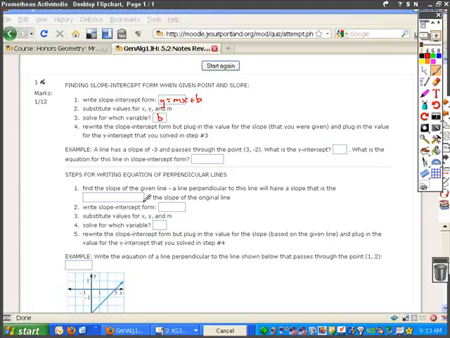Okay, what about for perpendicular lines? So if lines are perpendicular, what again is the relationship between their slopes? Okay, so it's the negative reciprocal of the slope of the original line. So then once again you do the same steps. You write your equation in slope-intercept form, substitute in your values for x and y, the given point, the slope that you just found, which is going to be the negative reciprocal of the original, and solve for b. And then again you rewrite it to get your general equation form.